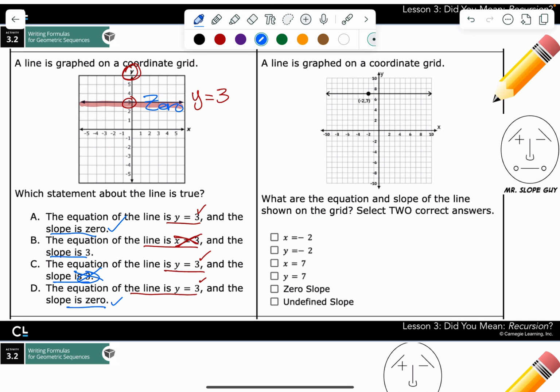Oh, so I made a mistake. It should be A or D. Usually you'll only pick one answer. Here I made the mistake.